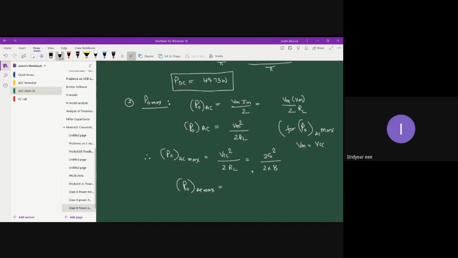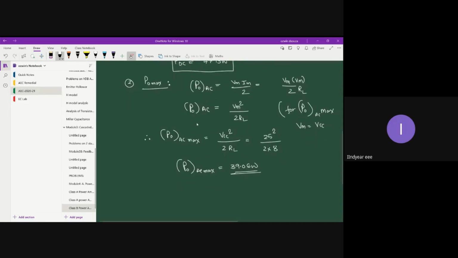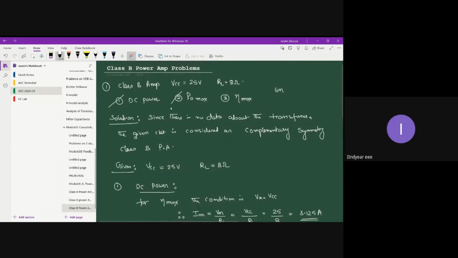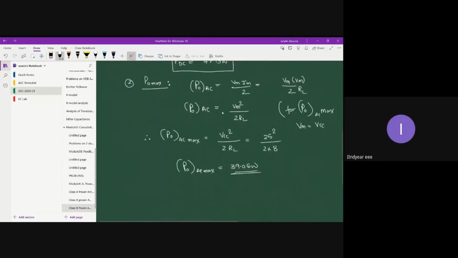$25 square. Will you get 39.06? So P naught AC is 39.06. Okay, so that's your maximum power output, and power output is always AC for a class B power amplifier.